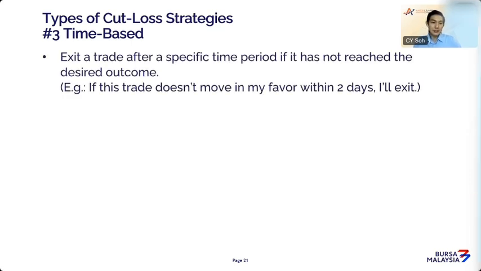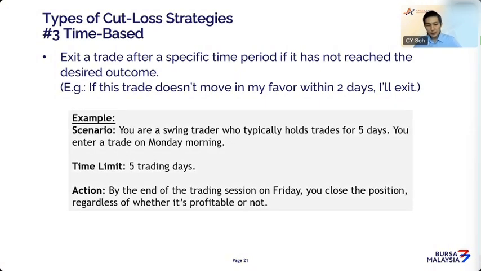Now this is very simple. You exit the trade after a specific time period if it does not reach your goal or any desired outcome. For example, if your trade does not move in your favor within 2 days, you will exit your trade. This is actually something for intraday traders. For intraday traders, it's one time-based approach: at the end of the day, I would exit all of my trades, whether it is a long position or short position. Let us go through another quick example here.